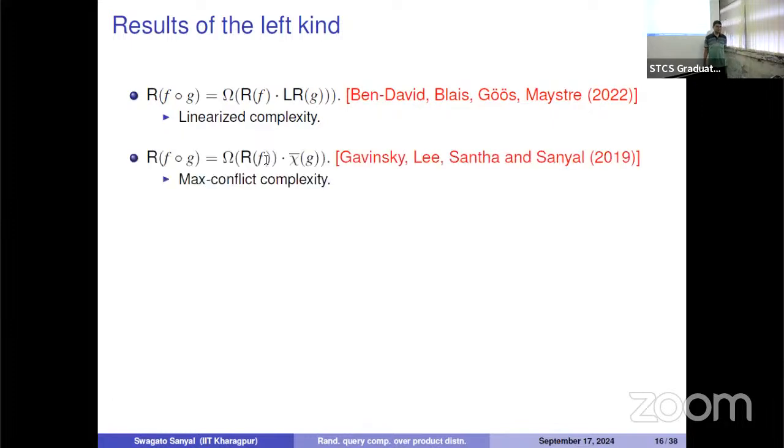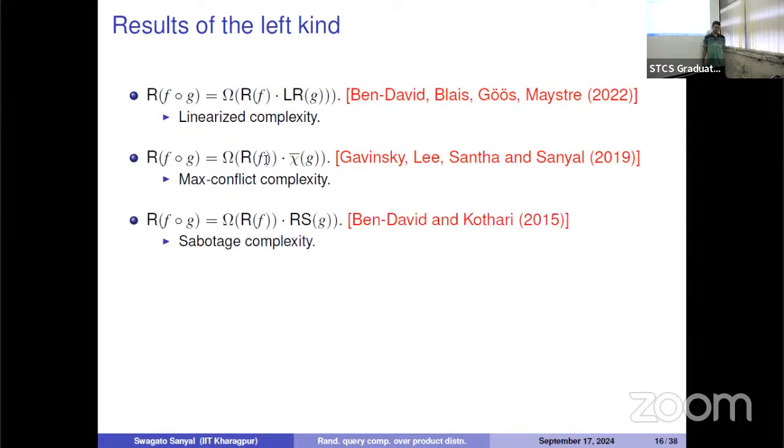The second one is R of F compose G is at least R of F times chi bar of G, for another measure chi bar that Gavinsky et al. introduced in 2019. I was part of this work. It's called max conflict complexity. The third one is R of F compose G is at least R of F times Rs of G, where Rs is the sabotage complexity measure, defined by Ben-David and Kothari in 2015.